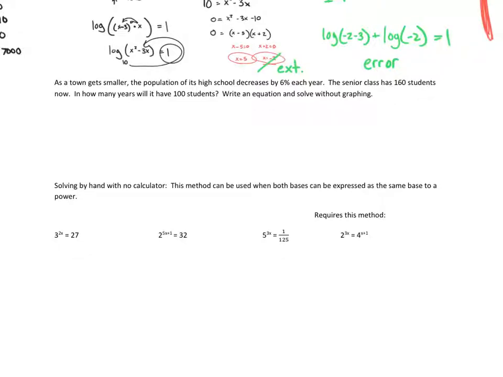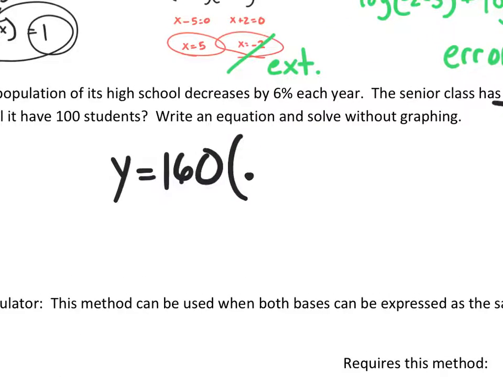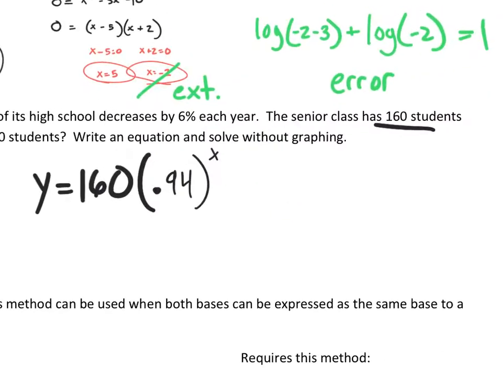So, what this is, we're actually going to set this up as exponential growth, or in this case, decay. It says the population currently is 160 students. And what's happening is that we're losing 6% each year, which means our decay factor is 0.94. We're only keeping 94% of our population each year. And we'll just set x up to be number of years.